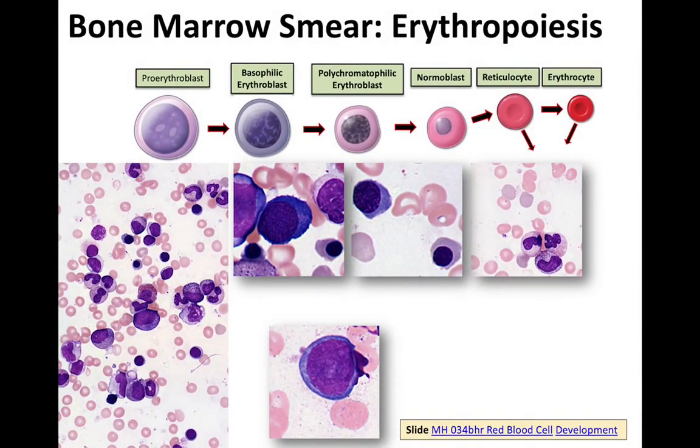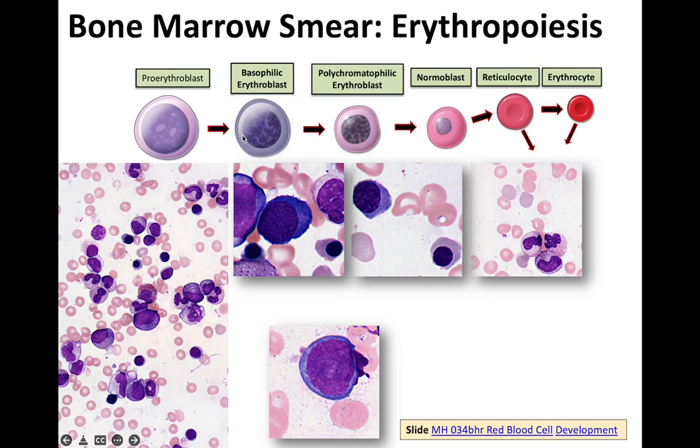Now let us see blood cell formation. First, let's see erythropoiesis, how red blood cells are formed. The first stage in erythropoiesis is the proerythroblast. It's a large cell with a large nucleus, and the nucleus contains two prominent nucleoli. And these nucleoli will produce ribosomes, and they will pump the ribosomes into the cytoplasm.